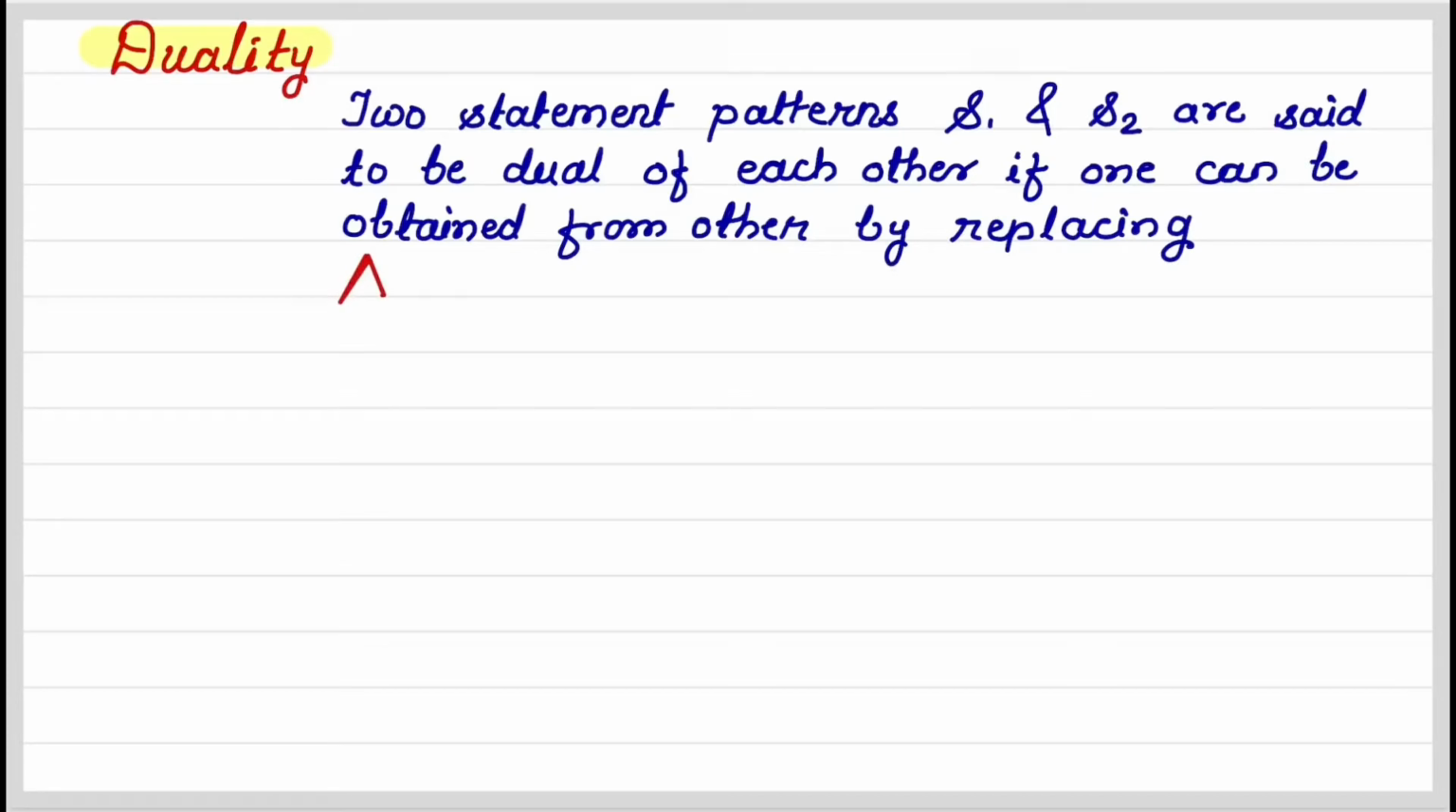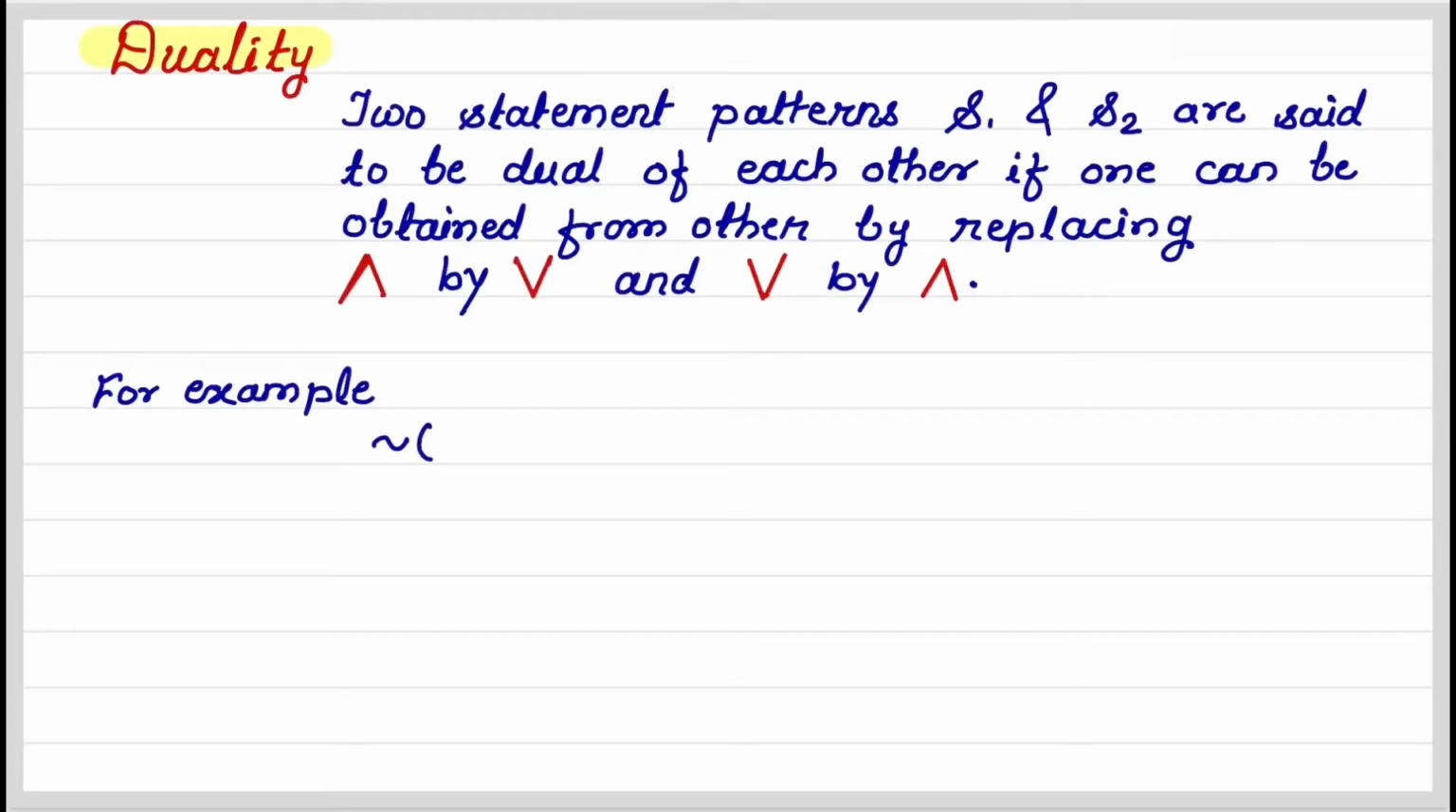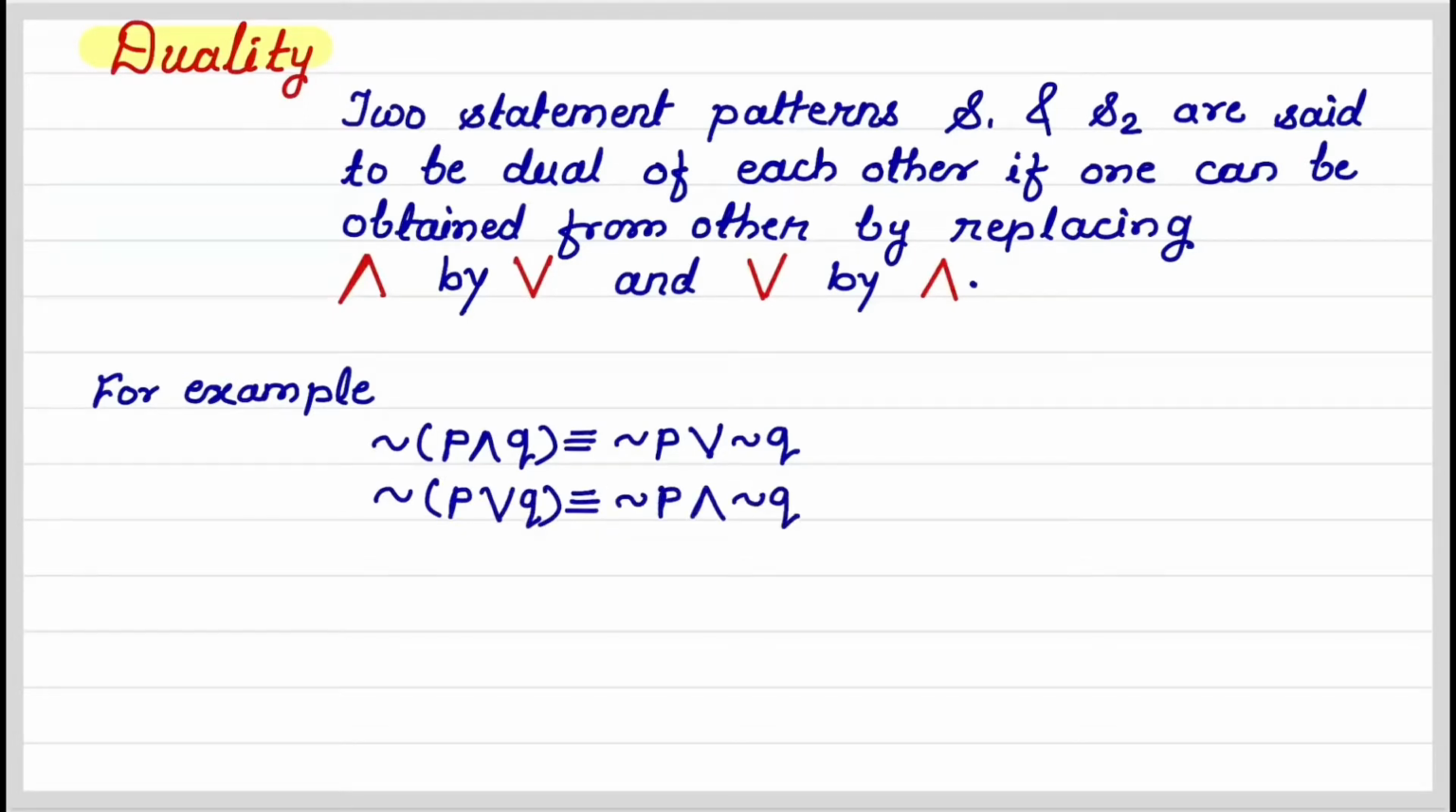For example, negation, implication, double implication will remain as they are. We will replace only AND by OR and OR by AND. We will understand more by examples. Let us see some examples. Negation of (P and Q) is equivalent to negation of P or negation of Q. Dual of this statement is negation of (P or Q) is equivalent to negation of P and negation of Q. These two statements are known as duals of each other.